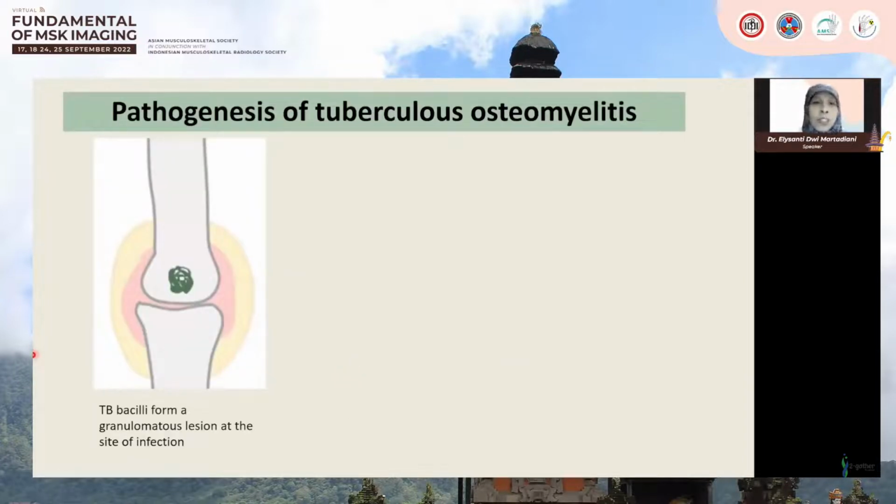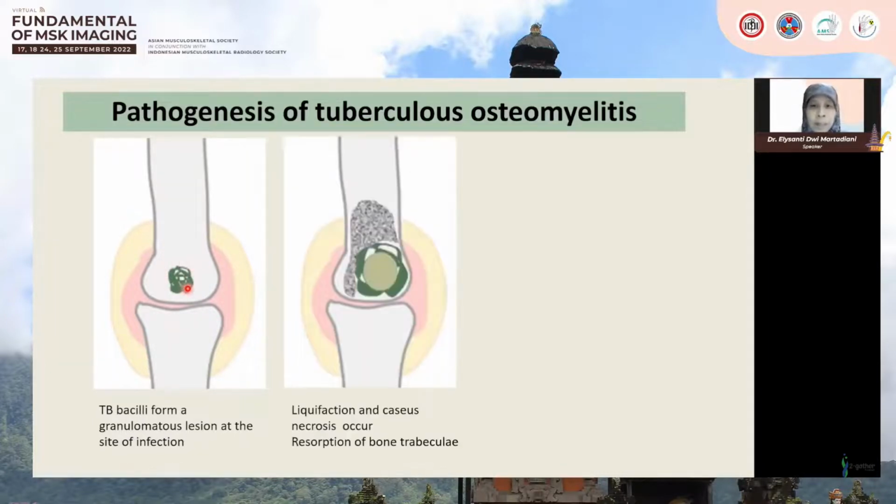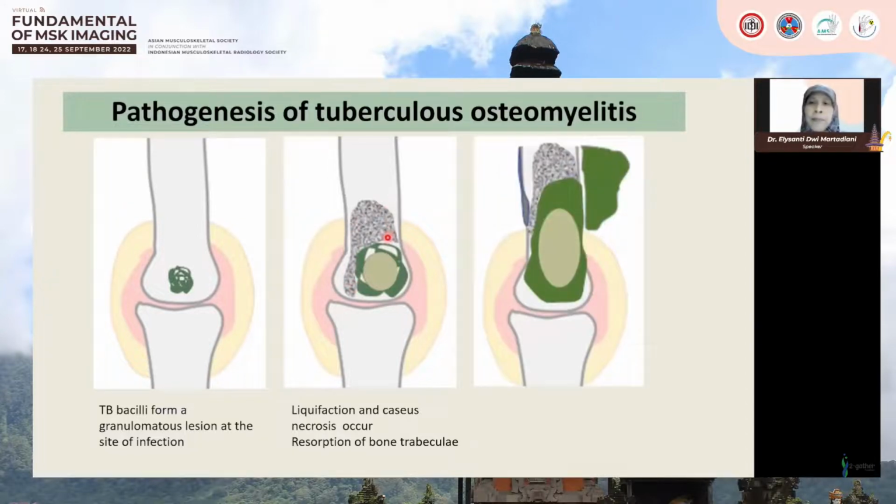Pathogenesis of tuberculous osteomyelitis. Tubercle bacilli form a granulomatous lesion at the site of infection. Liquefaction and caseous necrosis then occur, followed by resorption of the bone trabeculae. If the lesion involves the diaphysis, there will be cortical destruction, followed by periosteal reaction and also soft tissue collection.